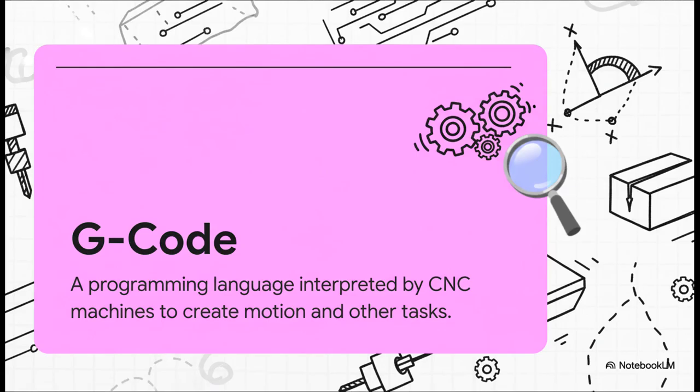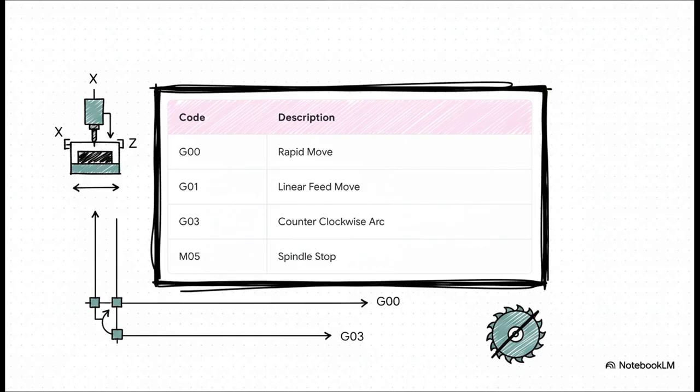So what is G-Code officially? It's the language that tells CNC machines exactly what to do. It's just a series of commands that control every single aspect of the machine's operation, from its movement and speed to turning on coolant or even changing a tool. I know G-Code might look a little intimidating at first, but it's really just built on simple, logical commands.